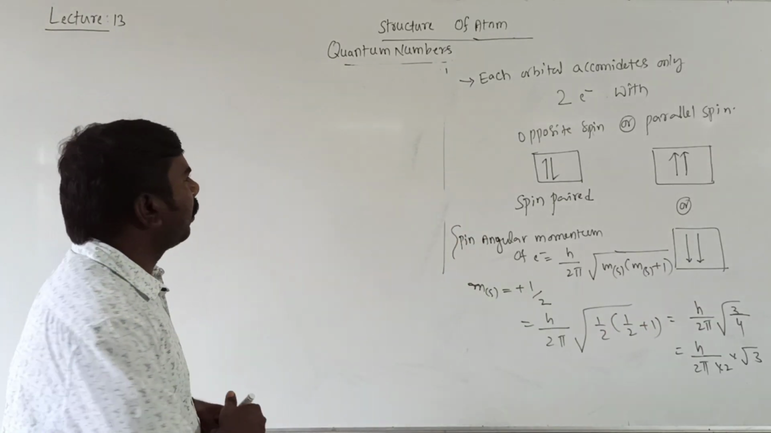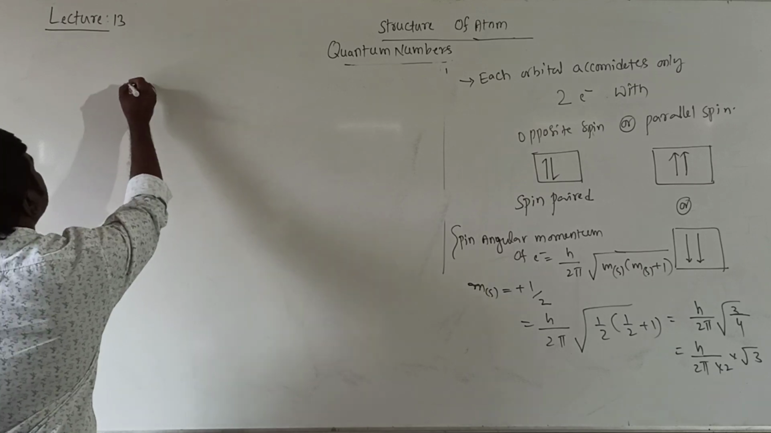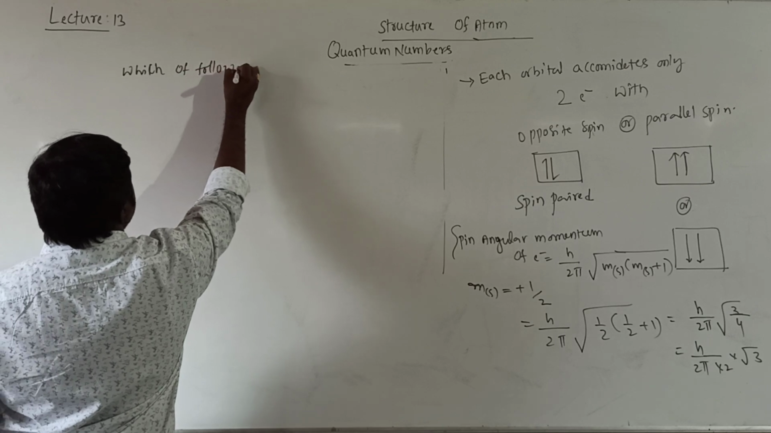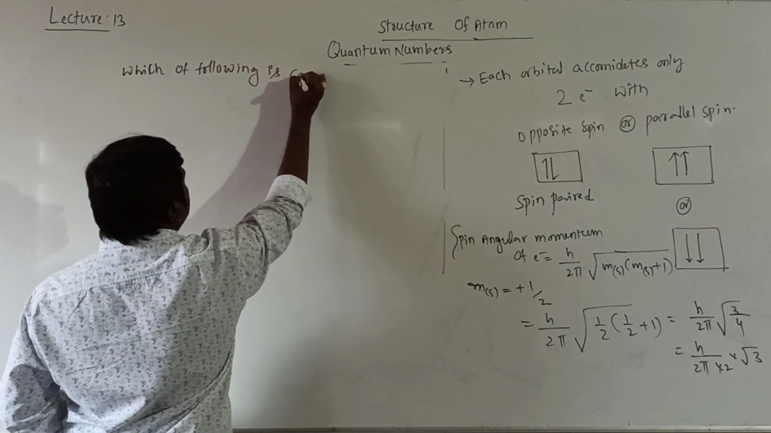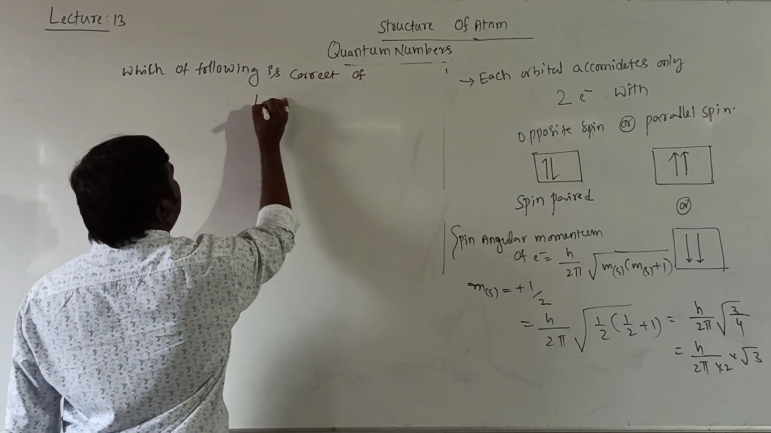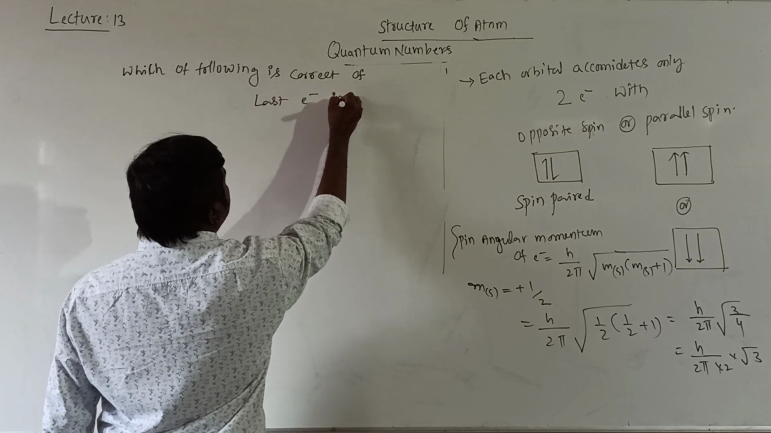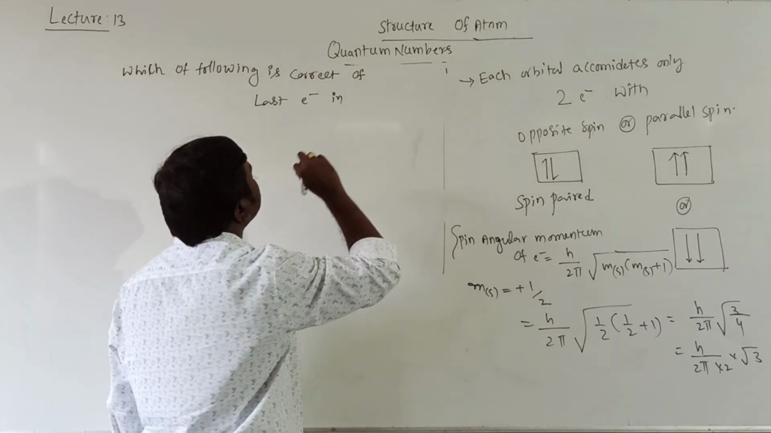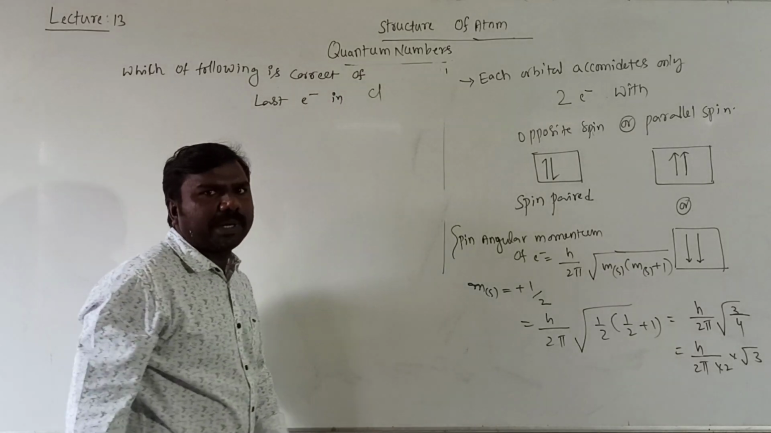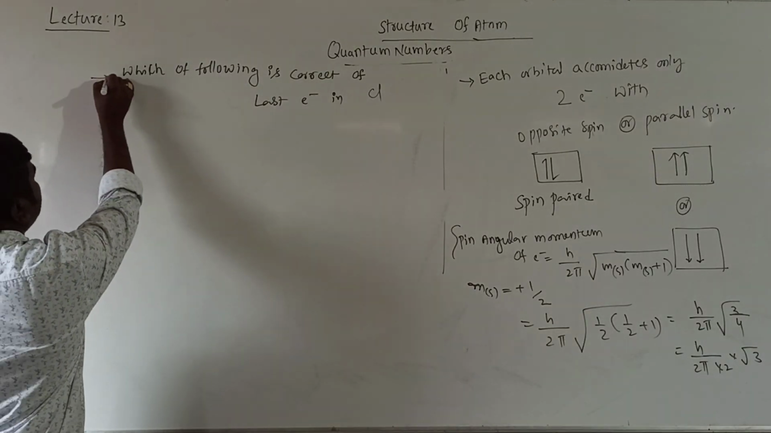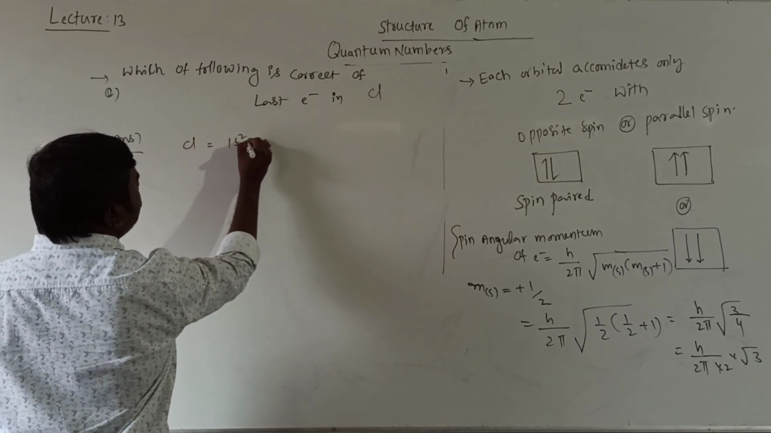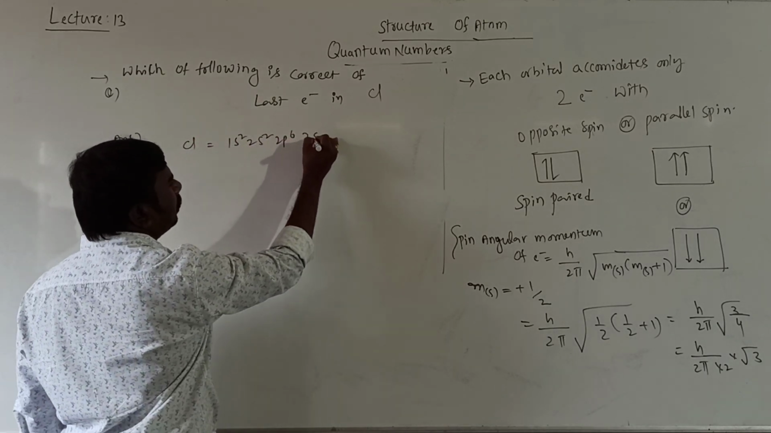Right. Which of the following is correct for the last electron in, for example, chlorine, they are expecting. Now chlorine configuration, the answer is Cl 1s2, 2s2, 2p6, 3s2, 3p5.